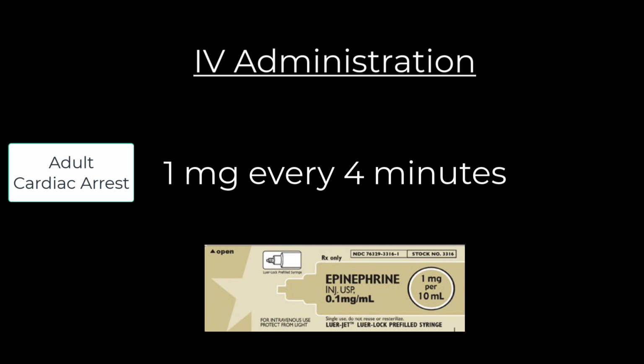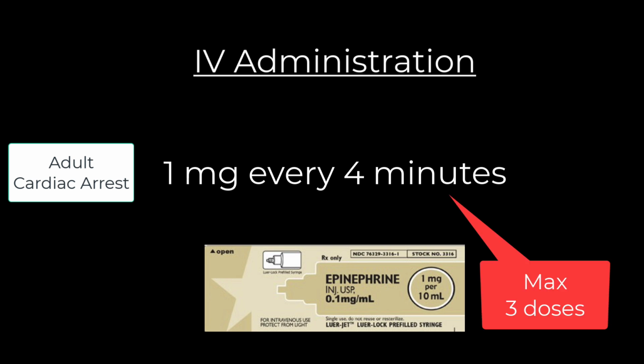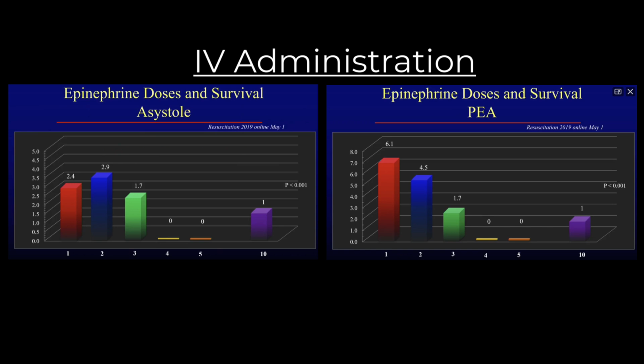What may be new information for some of you is that we are only recommending a total of 3 doses of epinephrine for adults with cardiac arrest. Studies show mostly no increased survival to discharge with intact neurologic function when more than 3 doses of epinephrine are given.